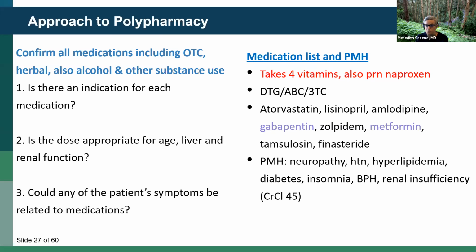Now, is the dose appropriate? And I know for simplicity, I didn't put all the doses here, but because of his renal insufficiency, I would want to know what his dose of gabapentin is. The metformin is probably okay, but I would keep that in mind as well. And then also assessing if he came in with a symptom or you've been dealing with a symptom, could it be a side effect of a medication?